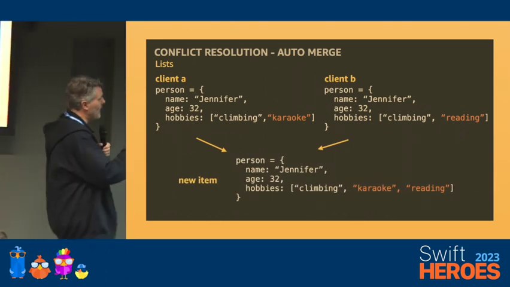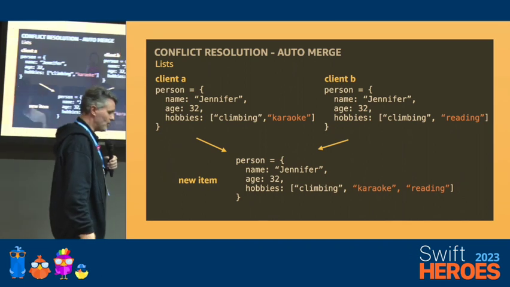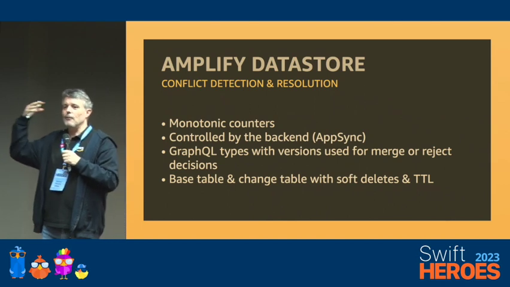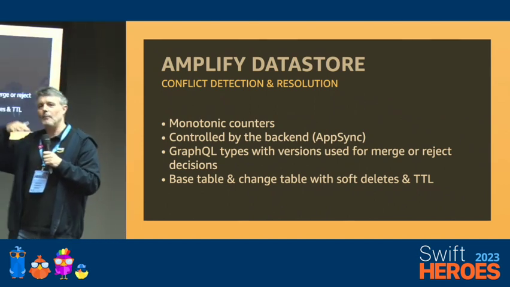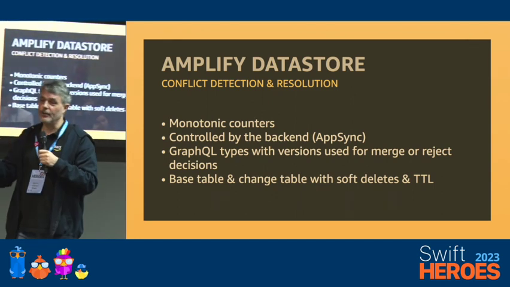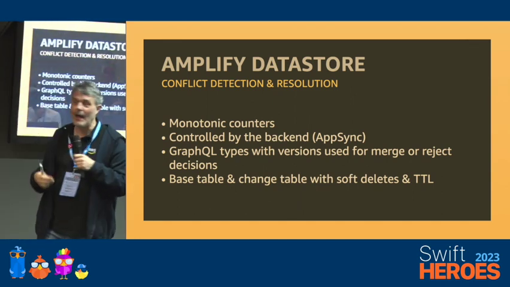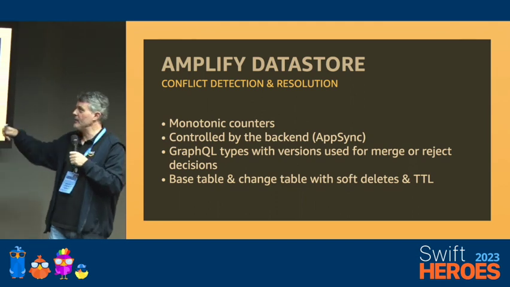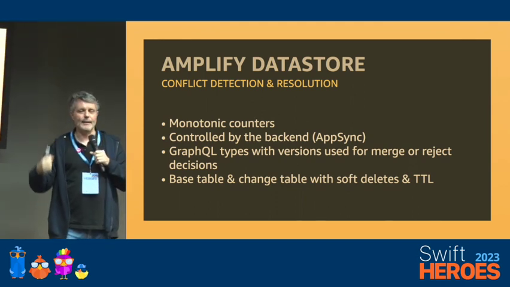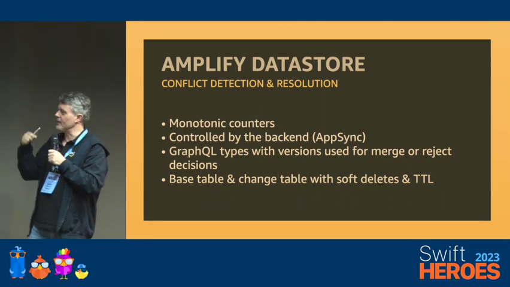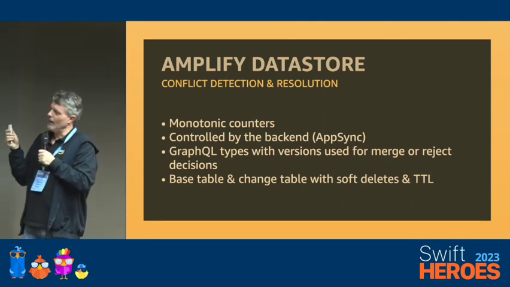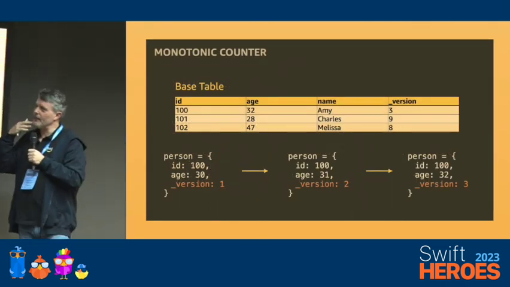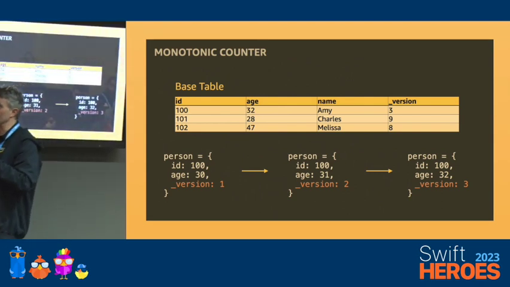So the resulting list will be climbing, karaoke, and reading with the two changes from client A and client B. DataStore implements conflict detection by default by using versioning. A version is just a counter that we increment at each and every change. And DataStore relies on AppSync. AppSync is the server side that controls and manages the versioning and the detection of the change. It also uses different techniques in the database to be efficient, to detect all the changes.